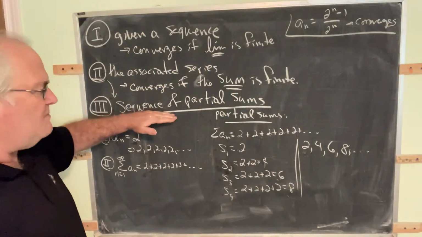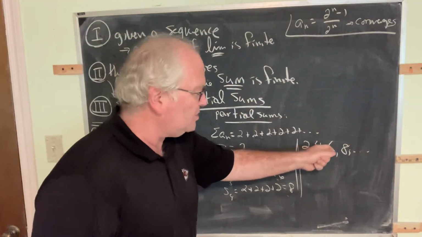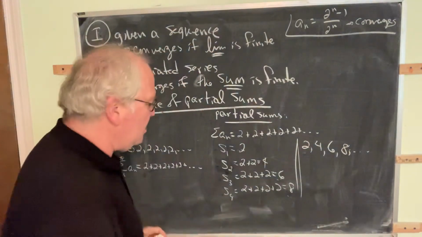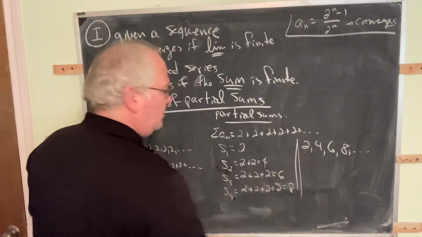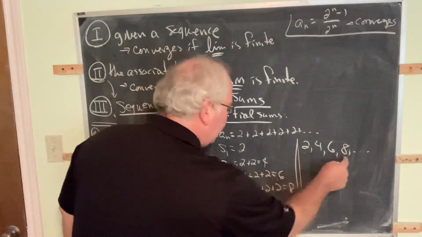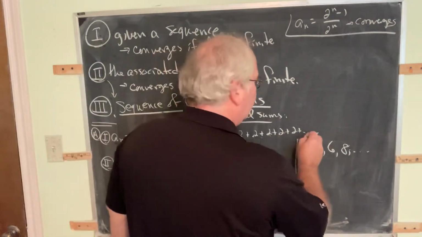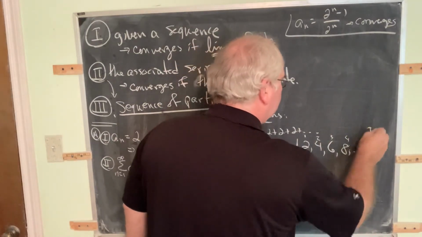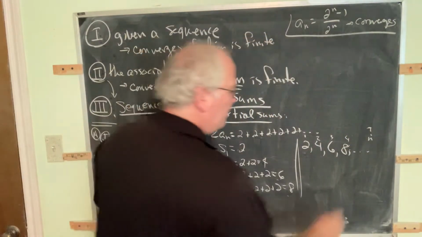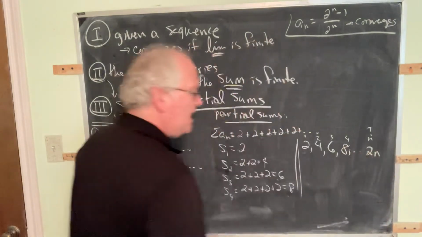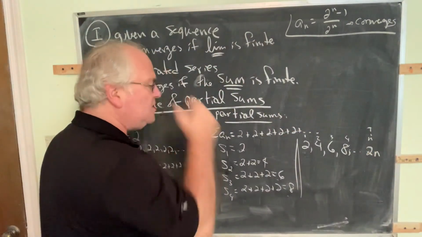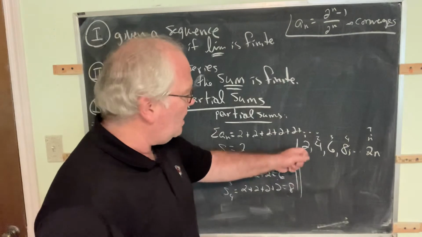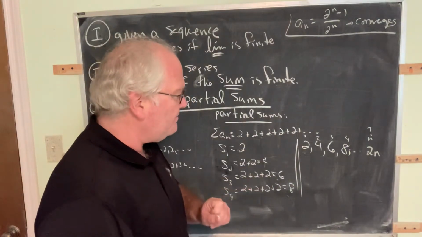That's where this phrase comes from: the sequence of partial sums. That is a new sequence all on its own. If we were just given this at the start, this is term number 1, term number 2, term number 3, term number 4. What is term number n? Well, it should be pretty clear: 2 times n. The 10th term is 20. The 50th term is 100, because you're just adding 2's each time.